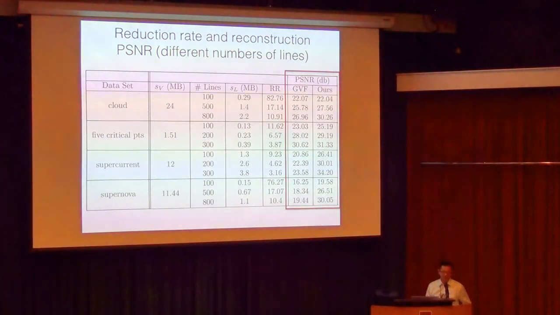Certainly the deep learning takes more time to do the training, taking hours on a single GPU. But the good thing is that it can be done offline, with better reconstruction quality. So pretty much across the line, we're able to get a higher PSNR value compared with the gradient vector flow technique.